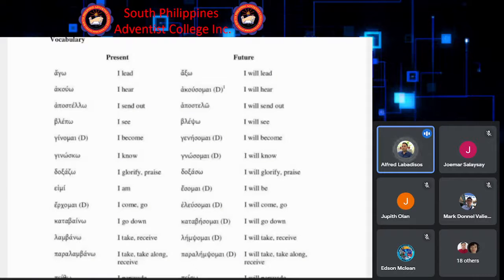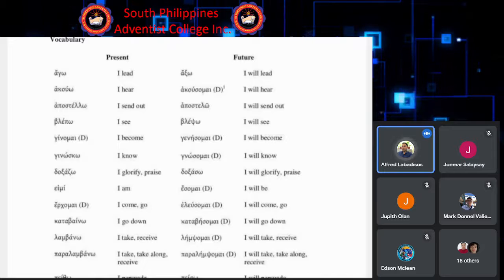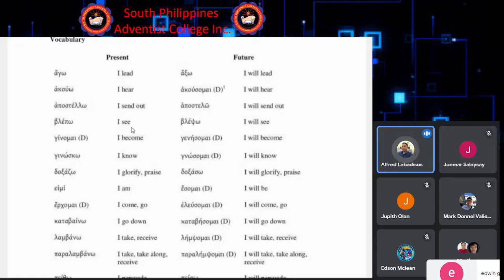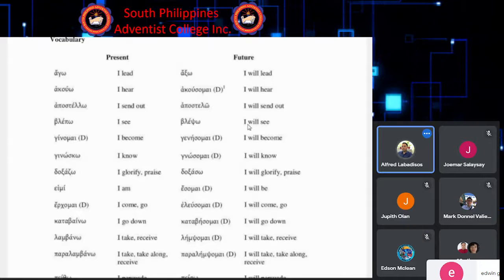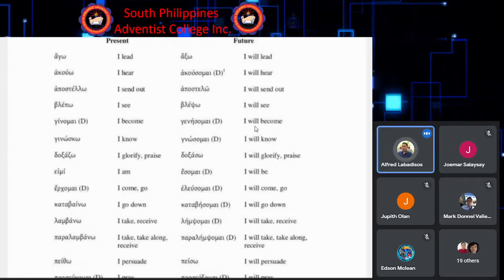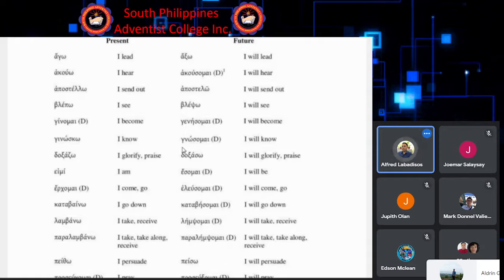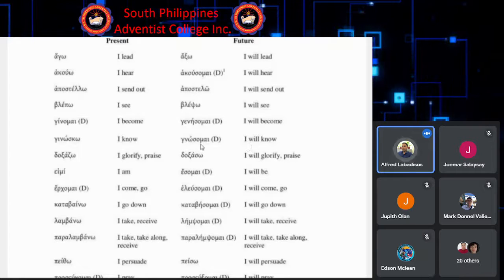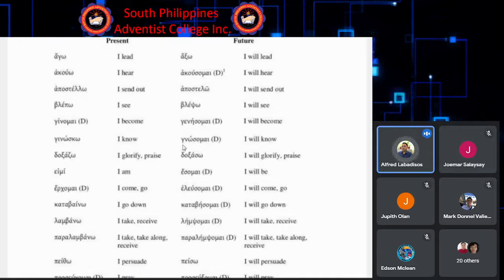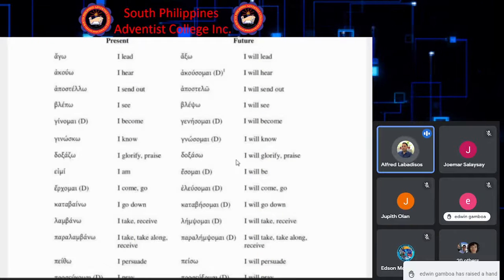Then we have blepo. It becomes blepso. Blepo is I see. Blepso is I will see. Ginomai is I become. Genesomai is I will become. Ginosko is I know. Gnosomai is I will know. Doxazo is I glorify or I praise. Doxaso is I will glorify, I will praise.